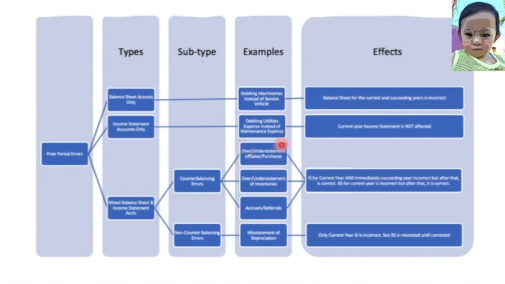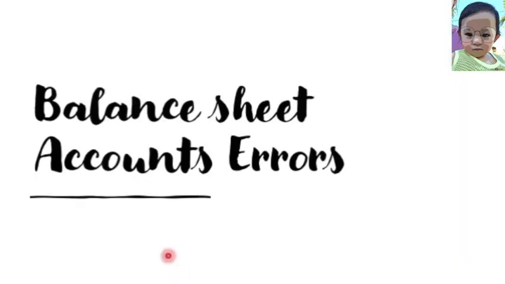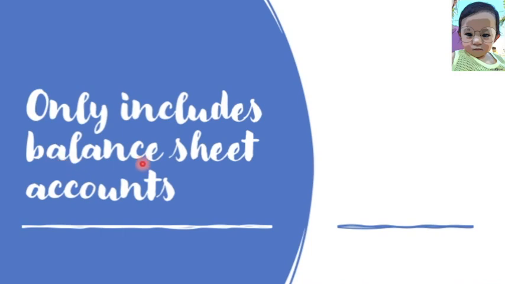And then later the purchases account will be closed to retained earnings. So you have it there. Non-counterbalancing errors, you have an example, misstatement of depreciation. Let's just say you omitted a certain depreciation for that year. So one, you have depreciation expense, an income statement account, and you have accumulated depreciation, a balance sheet account. So let's start first with balance sheet accounts. Balance sheet account errors only include balance sheet accounts. So both must be balance sheet accounts.